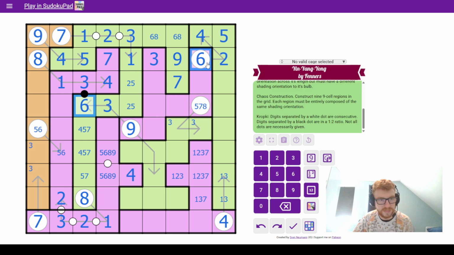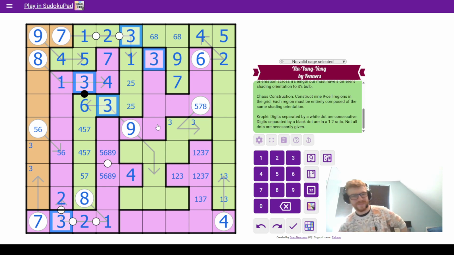Six, is any relevance? One of those is six, but sure. Fours. One of those is a four. One of those was also a one. So I can see a three. One, four, three. Oh, there's already a three in that region. No. Okay.